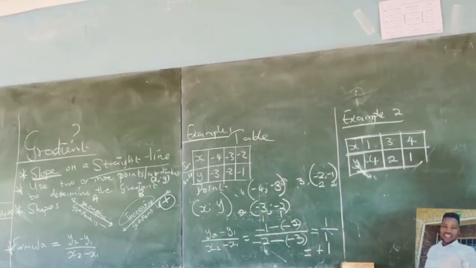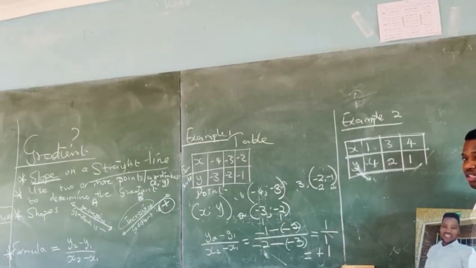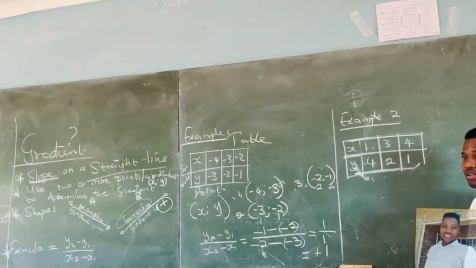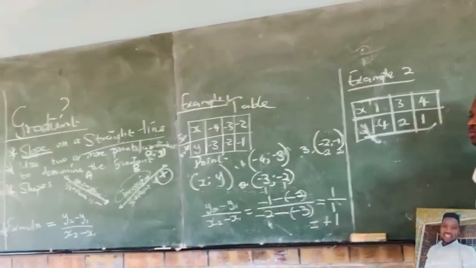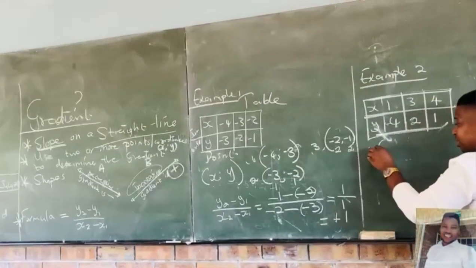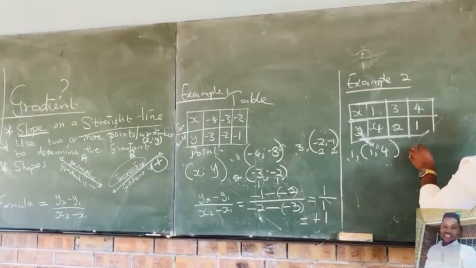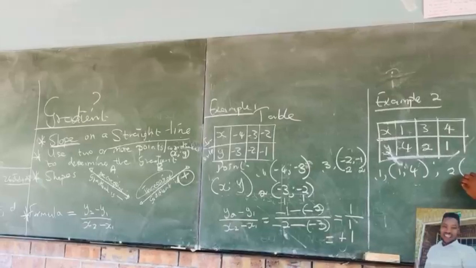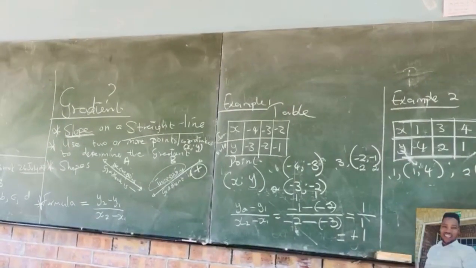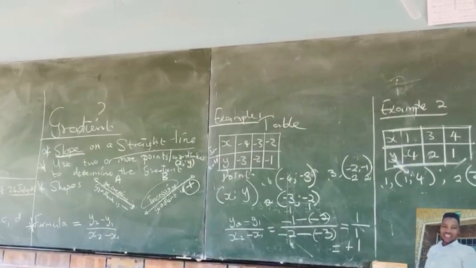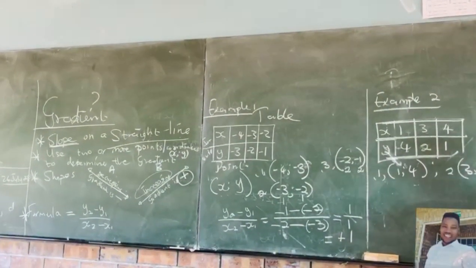Yes. Now, can we find the coordinates or the points from this table? Can we determine the coordinates from this table? Yes. Coordinate number 1 will be 1 and 4, very good. Coordinate number 2? 3 and 2. 3 and 2, very good. Coordinate number 3? 4 and 1. 4 and 1. Wonderful.